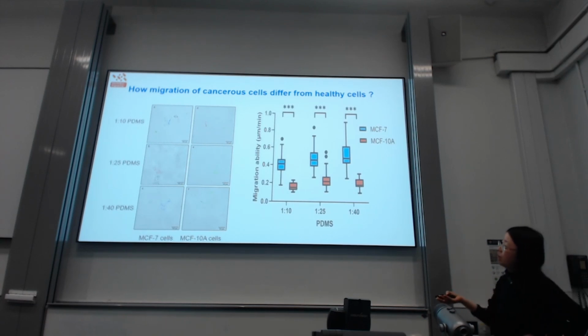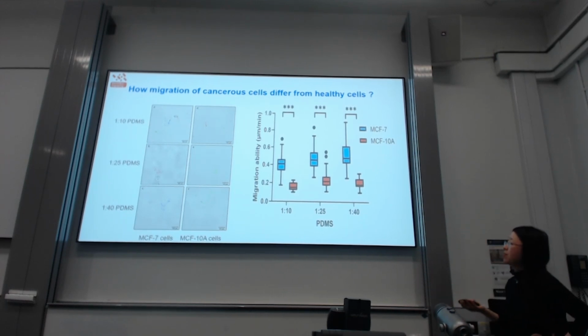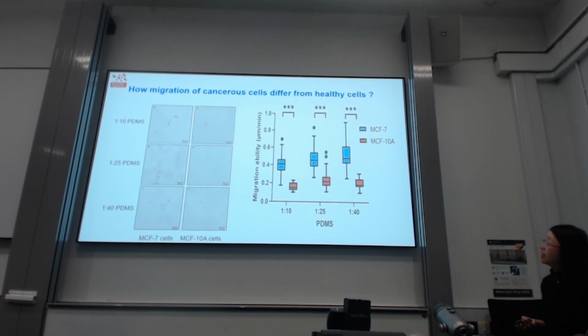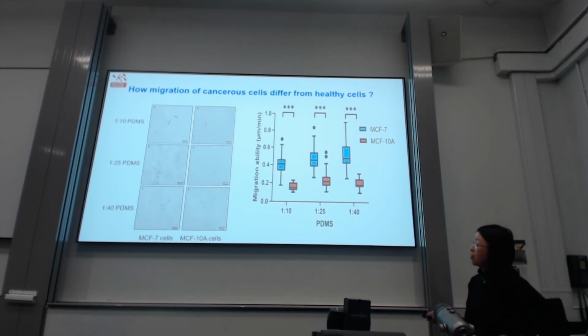Here, we do single particle tracking. We track the individual cell movement, then we can calculate its average speed. From here, you can also say that the cancerous cells migrate much faster. This is correlated to their lower cell-material adhesion.